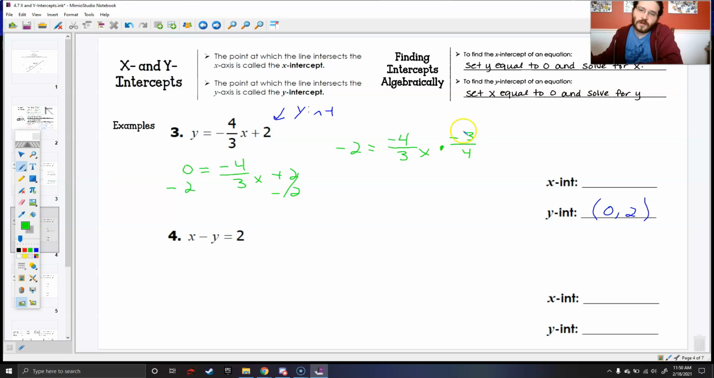All right, so those are going to cancel out. So this is times negative 3/4. Remember, we multiply straight across. So negative 3 times negative 2 is going to give us positive 6. And then over 2, 4 over 1, we get 4.